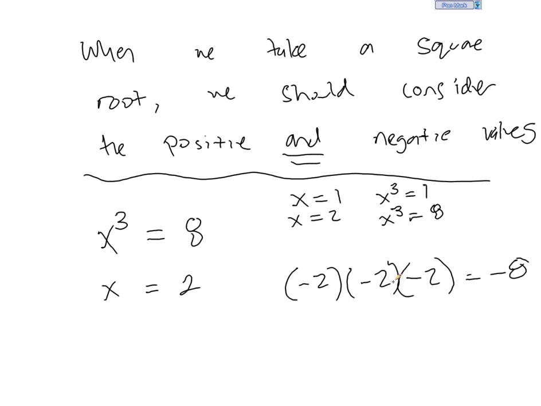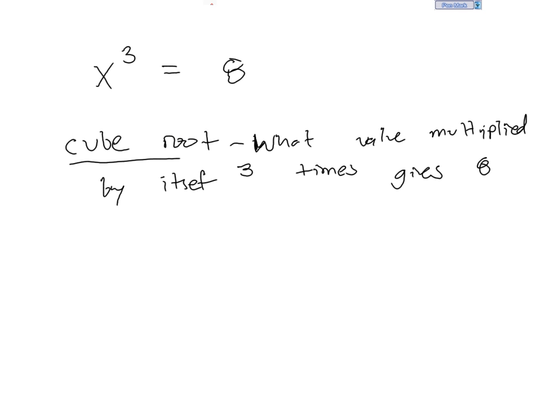Like a negative times a negative would give me a positive, but then you incorporate one more and you're back to a negative. So we could apply the same process, but whenever you're looking for what value times itself 3 times gives me 8, this is called the cube root. Okay, and so in this case, in order to solve for what x should be, we could take the cube root of both sides.